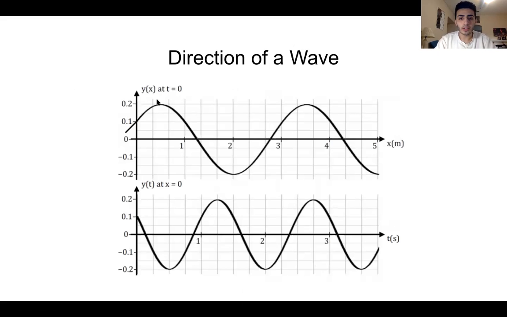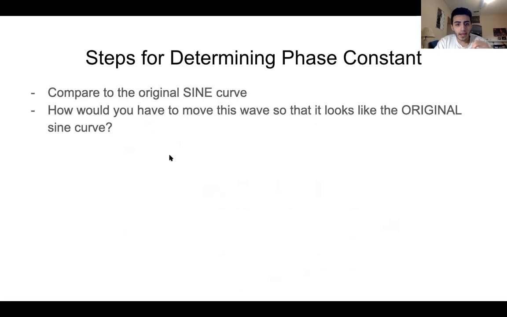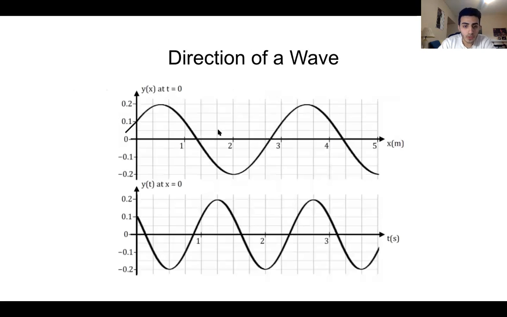If you want to determine the phase constant, look only at the snapshot graph. The way I do it is I ask myself, how would I have to move? Always compare this new curve, the curve you're trying to find the phase constant for, to an original sine curve. Then ask yourself this question: how would I have to move this wave so that it looks like the original sine curve?